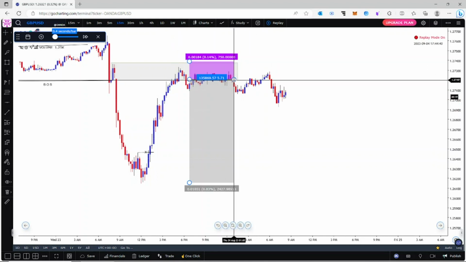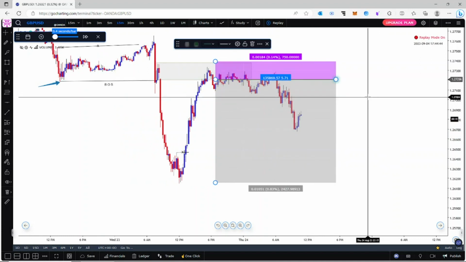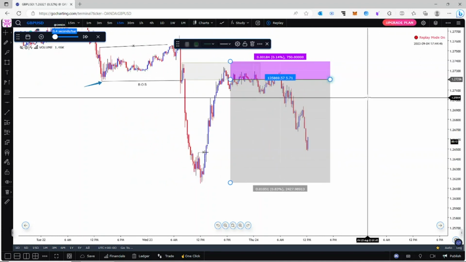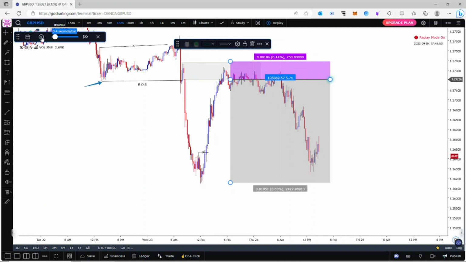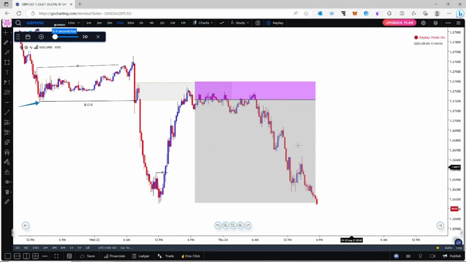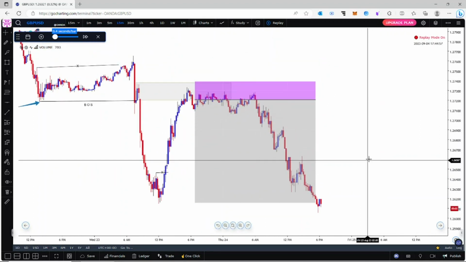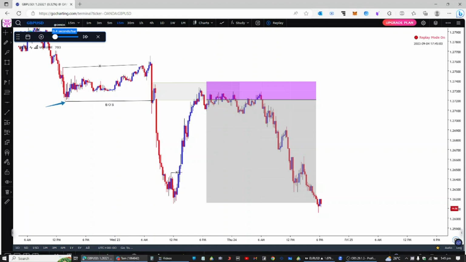Okay, now I think the move has started. The move is going well. Then let's see. We are going to have our TP hitting. Boom. So this was how the TP was hit. Yeah, let me see if I can show you.